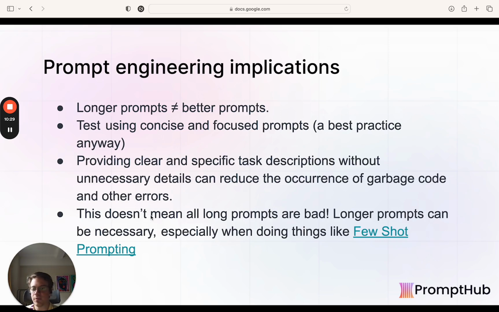And I think to clarify, not all long prompts are bad. Long prompts can be great, especially if you're using few-shot prompting. That, of course, will make the prompt longer. But when we're talking about length here, we're really talking about the instructions. So concise instructions.